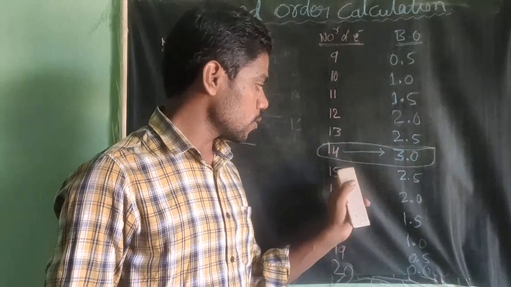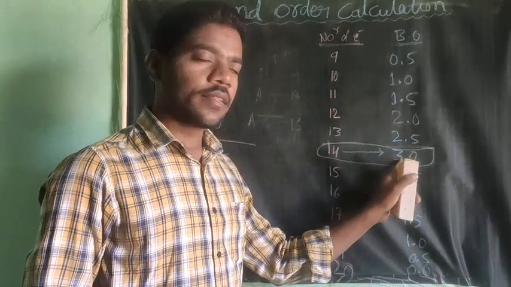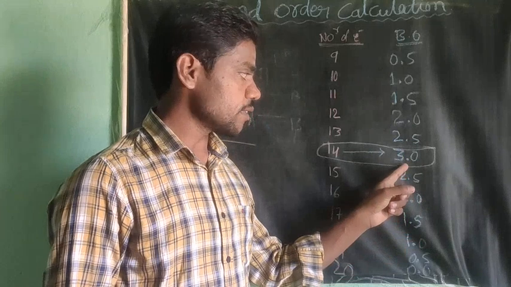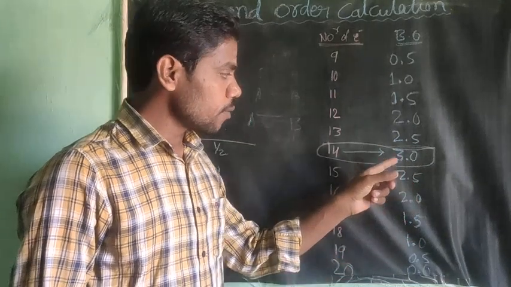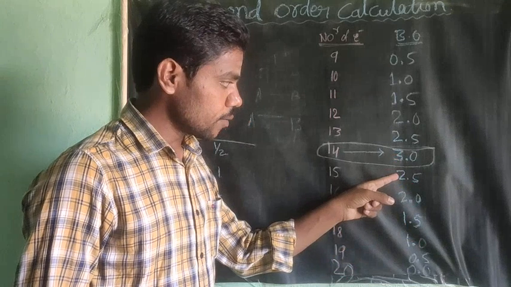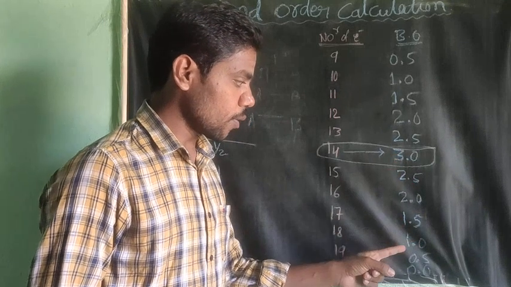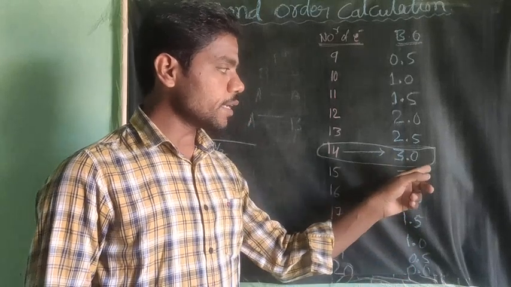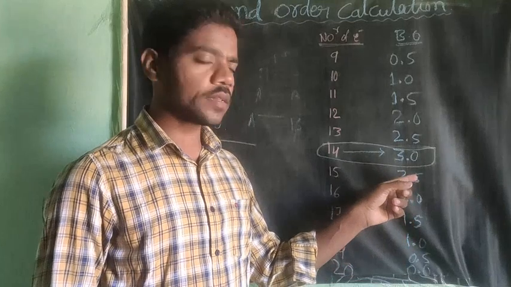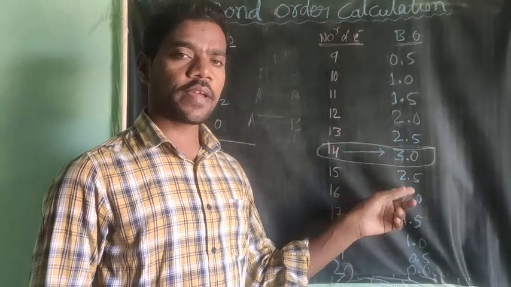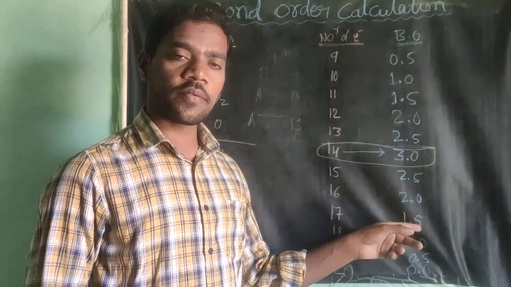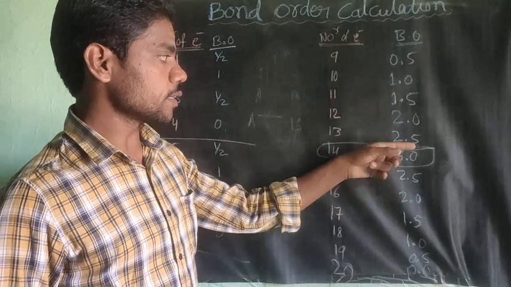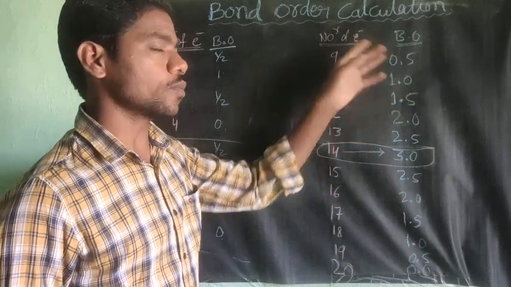And next, downwards, 15, 16, 17, 18, 19 onwards. After 3.0, the next is 2.5, 2, 1.5, 1, 0.5, 0. In these numbers, the only difference is 0.5. You have to write numbers with a difference of 0.5: 3, next 2.5, 2, 1.5, 1, 0. Above 14 also it is the same: 3, next 2.5, 2, 1.5, 1, 0.